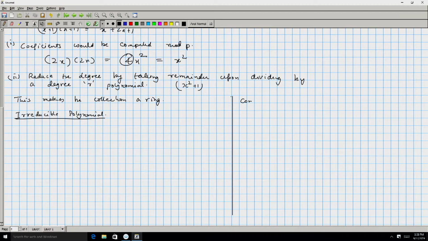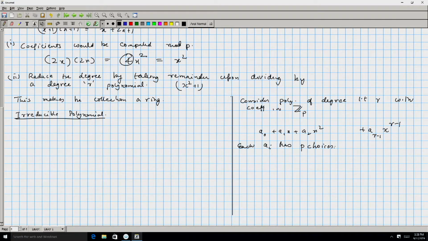So, what we do is consider polynomials of degree less than r with coefficients in Zp. Okay. So, we are looking at a0 plus a1 x plus a2 x square all the way up to a(r minus 1) x raised to r minus 1. Each ai has p choices, and each of those polynomials is a different polynomial even when you are dividing by a degree r polynomial. Okay. So, these are distinct polynomials, there are precisely p raised to r such polynomials.